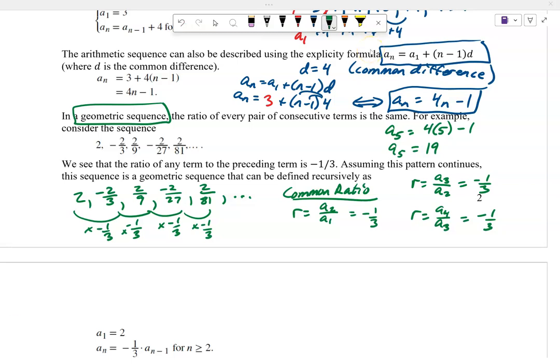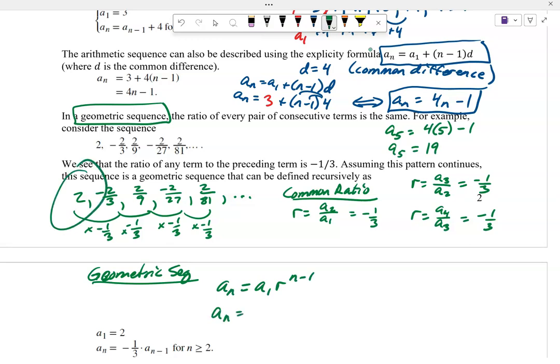Now that you know your common ratio, the explicit formula for a geometric sequence is a sub n equals a1 times r to the n minus 1. So in this case, the nth term is the first term, there's our first term, 2, times the common ratio, which we know we're multiplying by negative 1/3 each time, to the n minus 1. And that'll spit out any term that we want.